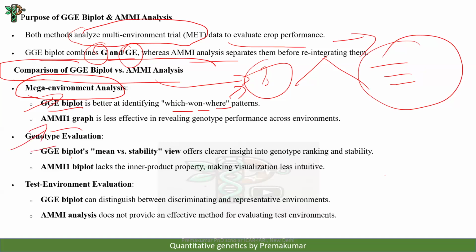Then, for example, if you want to study genotypic evaluation, in GGE plots we can see mean versus stability.